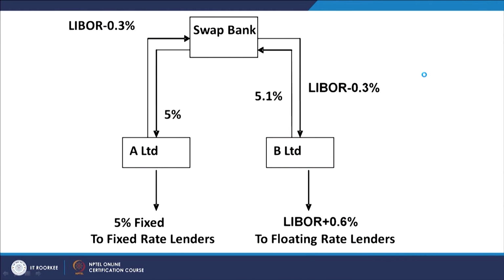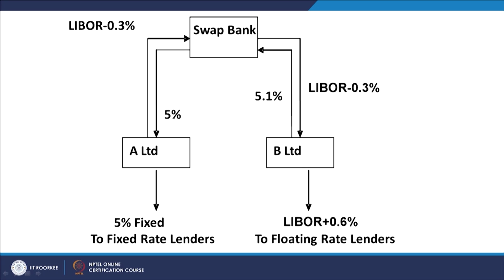Now, let us look at the swap. A Limited borrows at 5% fixed, and remember its requirement is floating rate. So, it borrows at 5% fixed, and against this 5% fixed, it receives 5% from the swap bank. Therefore, as far as this fixed stream is concerned, it is simply passing on what it is receiving from the swap bank onto the lenders of fixed rate, and its position as far as the fixed rate is concerned is not affected.